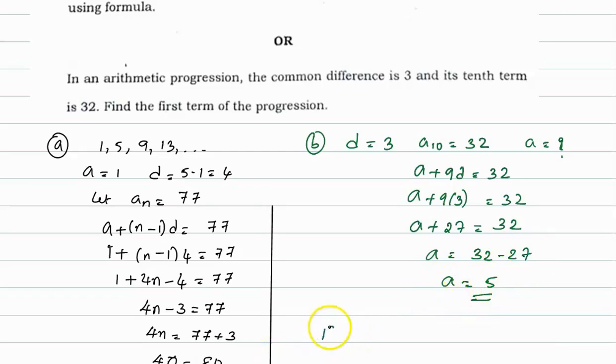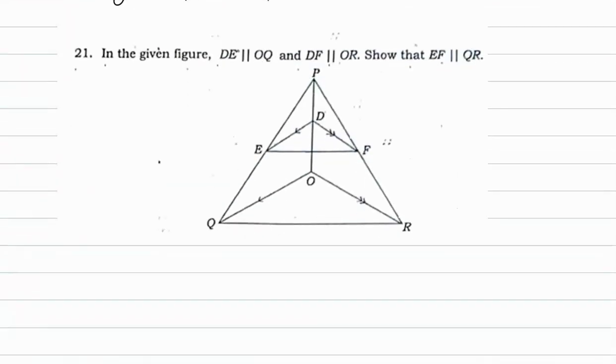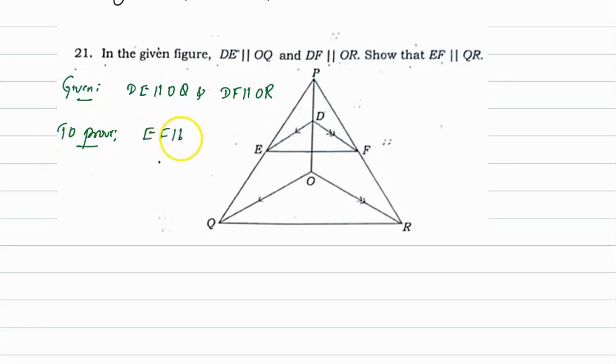Therefore the first term of the given AP is 5. This is the answer for question number 20. Now I'm moving on to question number 21, that is from the chapter triangles. Very simple one from the BPT. What is given here? Two parallels are given. DE is parallel to OQ and DF is parallel to OR. What I have to prove? I need to prove another pair is parallel, that is EF is parallel to QR.